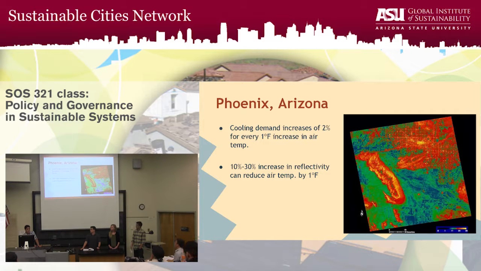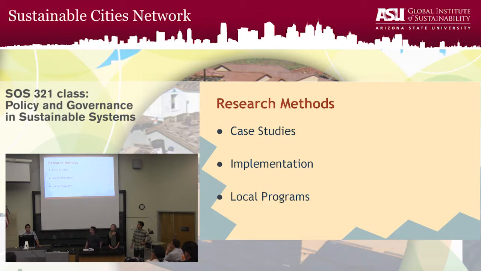If you increase the reflectivity in a city area by 10 to 30%, you can decrease the air temperature by up to a degree Fahrenheit. These are the research methods we used to gather our data, which included looking over case studies and implementation of our solutions, as well as local programs here.